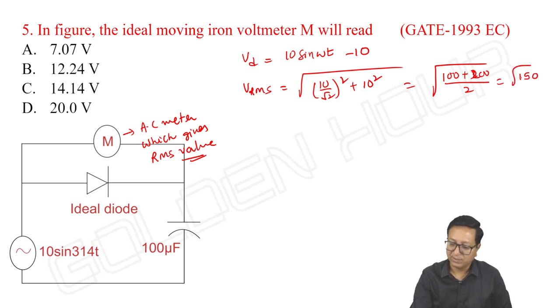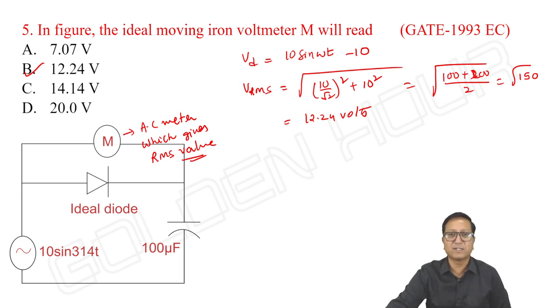Root 150. So root of 150, how much do you get? It is 12 point something. 12 12s are 144, no? So definitely 12.24. Okay, like this we can write it. I'm not using calculator. I try to avoid using it as much as possible. If not, definitely.